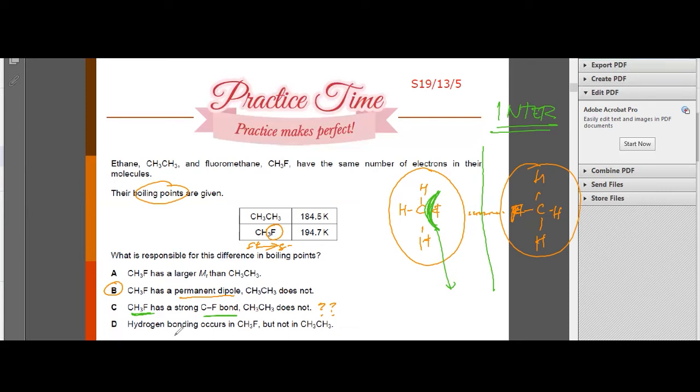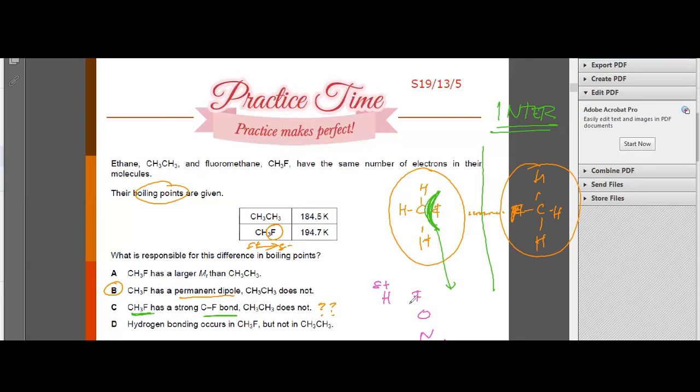How do you think about D? Hydrogen bond occurs in CH3F, but not in CH3CH3. You can see that CH3F does not fulfill the requirement for hydrogen bonds to occur. What? Do you say what? Means hydrogen bonds form between H with F, O, N, right? We have fluorine here. So, is it true that hydrogen bonds occur? Yes, this molecule has a fluorine atom, but it doesn't have a positive partial charge hydrogen.